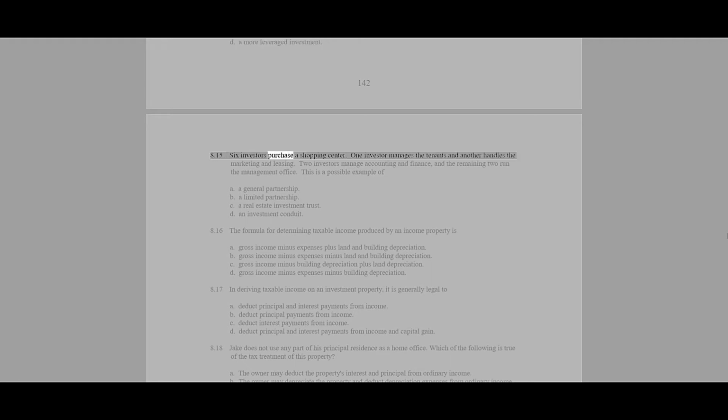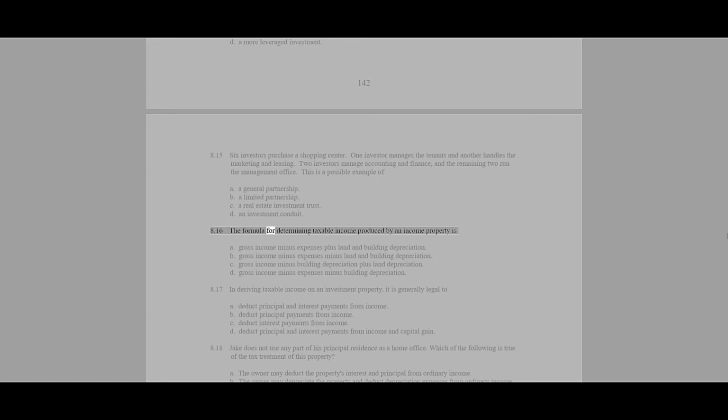8.15 Investors purchase a shopping center. One investor manages the tenants and another handles the marketing and leasing. Two investors manage accounting and finance, and the remaining two run the management office. This is a possible example of: A. a general partnership. B. a limited partnership. C. a real estate investment trust. D. an investment conduit.